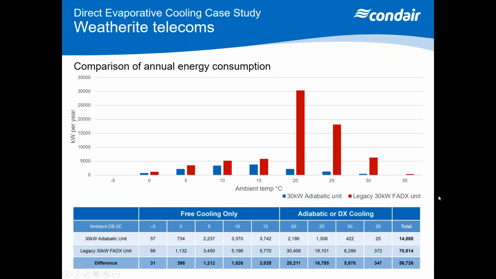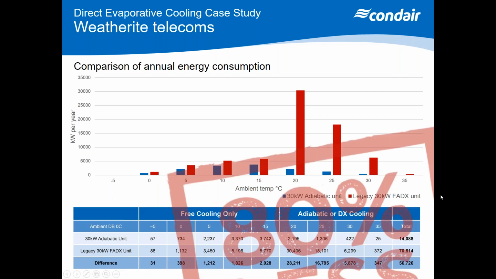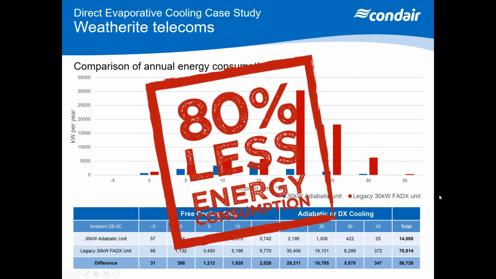And of course, we don't see that with the adiabatic unit. So in this instance, the energy reduction was 80%. Now, 80% reduction in energy is just huge. And there are now literally hundreds of these units out there. It's a very, very successful project. But that was using direct adiabatic cooling.